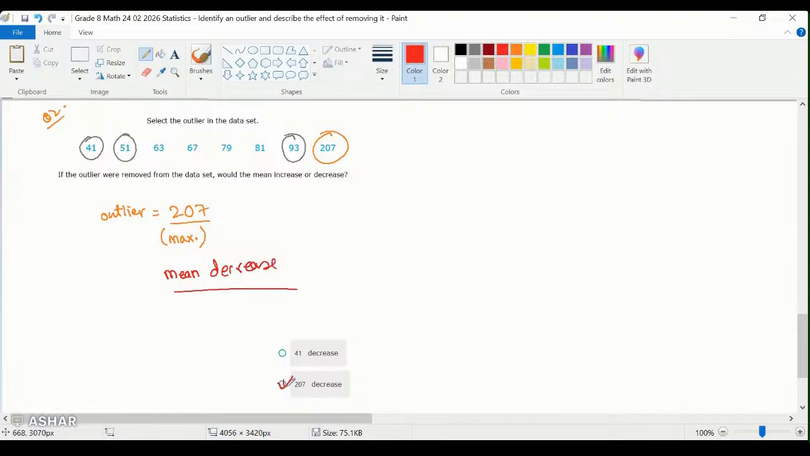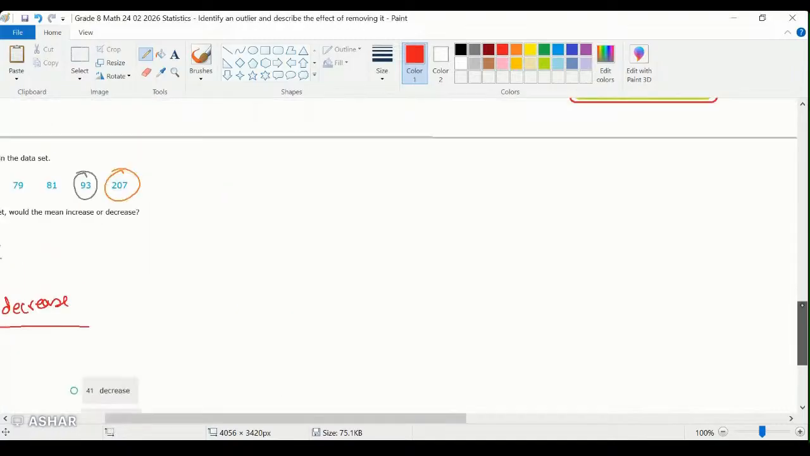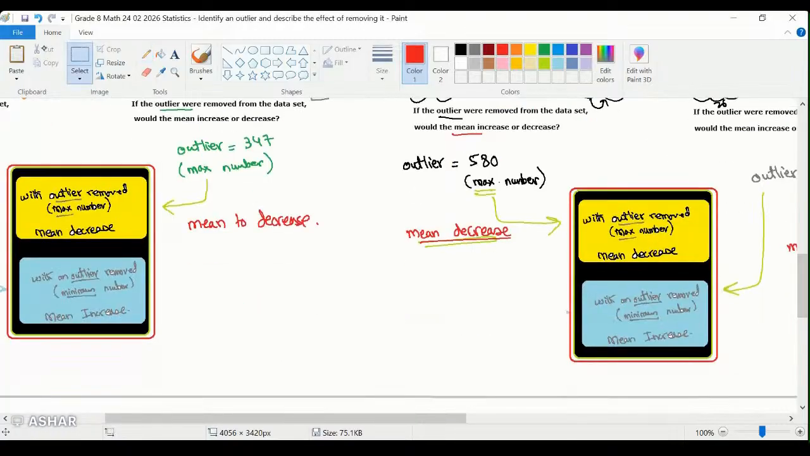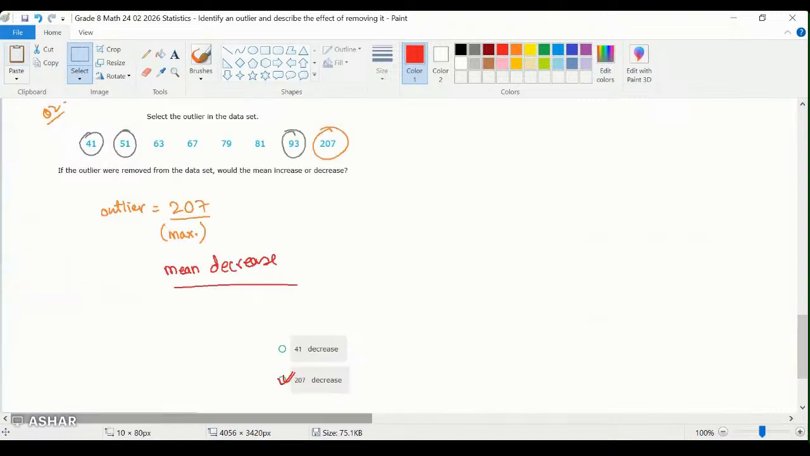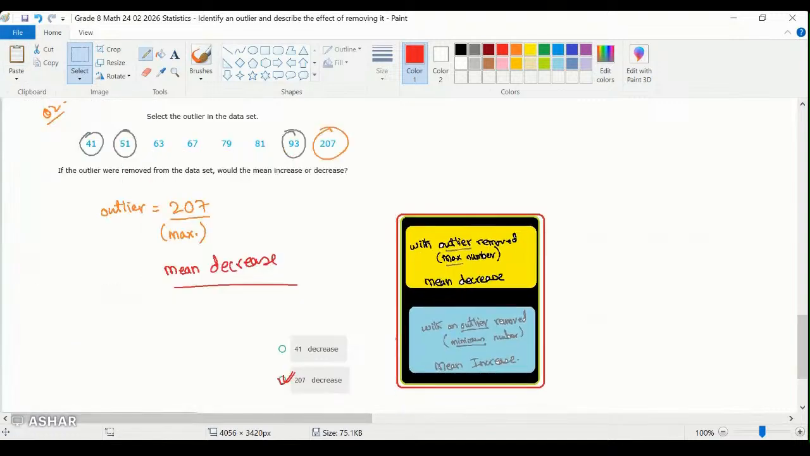So this is the information. I'll just prove this information to you. Just give me a minute, please. If we use the information which we have been using previously, I'll prove this question. We know that the outlier was maximum. If the outlier is maximum, the mean will decrease. Agreed? Perfect. Thank you so much.